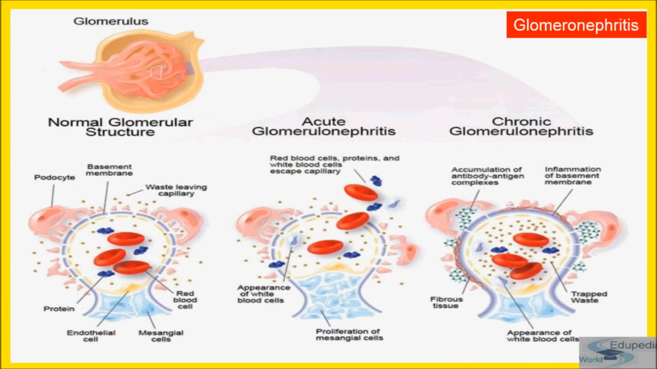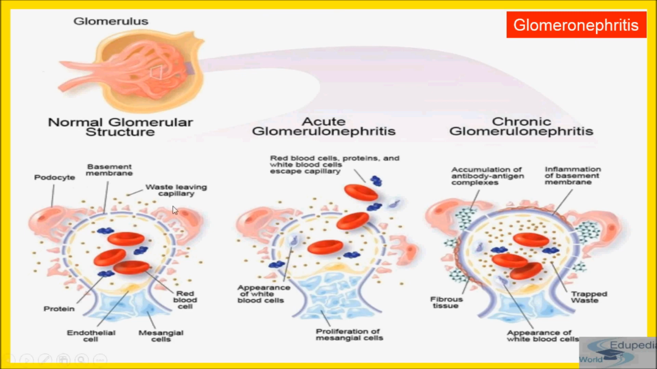Now comes glomerular nephritis, which is the third disorder of the kidney, in which the glomerular apparatus gets inflamed. So this is the glomerulus, which I have already taught you. You can refer to my previous presentation.